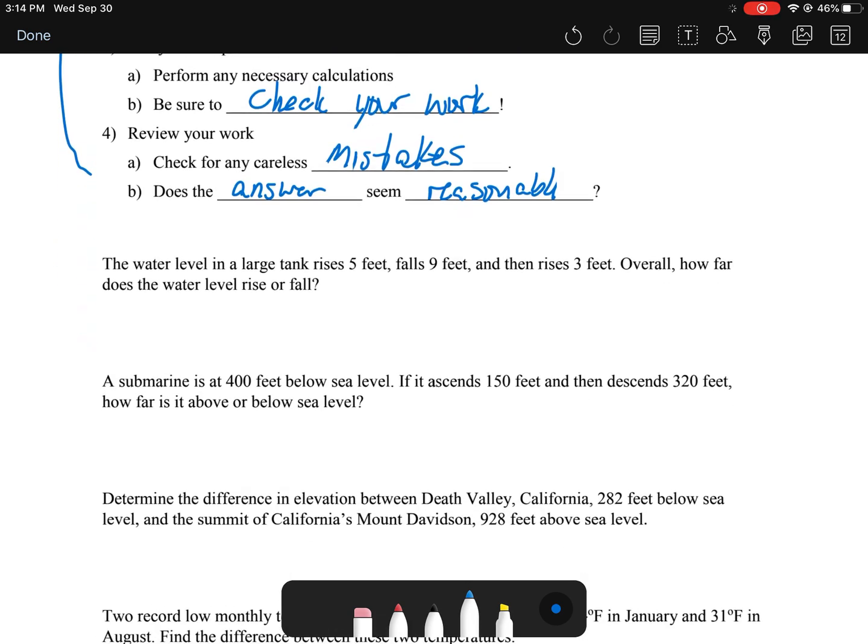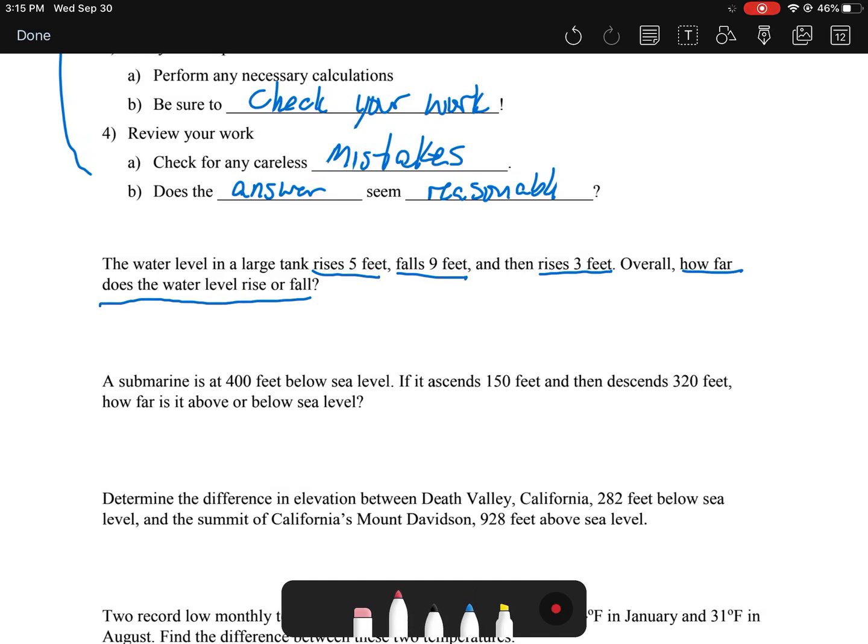So if we look at the first one, the water level in a large tank rises 5 feet, falls 9 feet, and then rises 3 feet. Overall, how far does the water rise or fall? So underlining the important information, we know that it rises 5 feet, it falls 9 feet, rises 3 feet. And then we're going to underline our question. We want to know, how far does the water rise or fall?